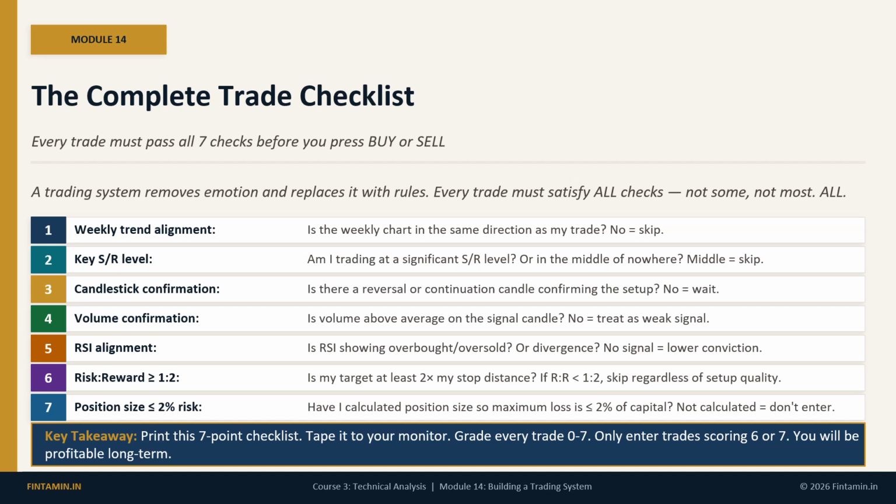All 7 questions answered yes. Enter with full conviction. 6 out of 7, consider a half-size position. Below 6, skip. No exceptions. The checklist removes emotions from trading. The checklist is the edge.